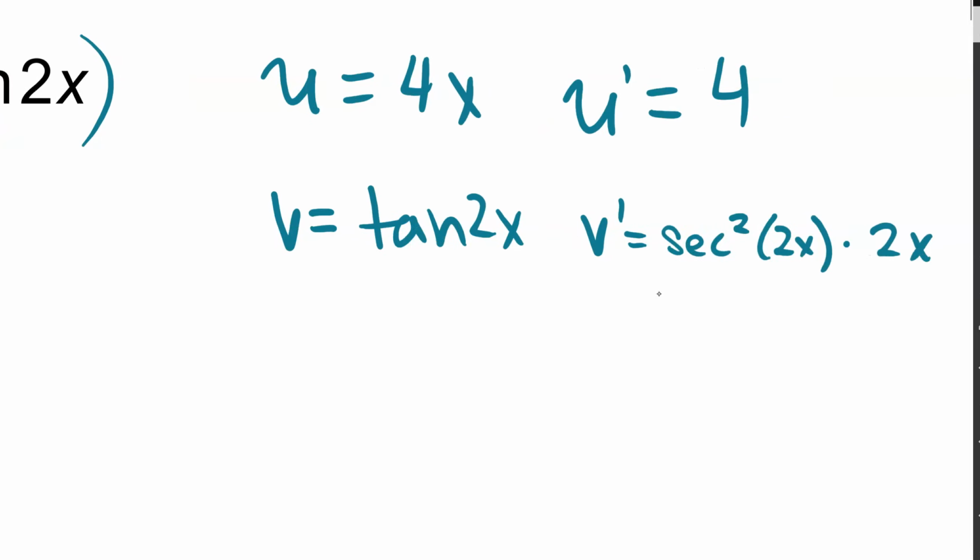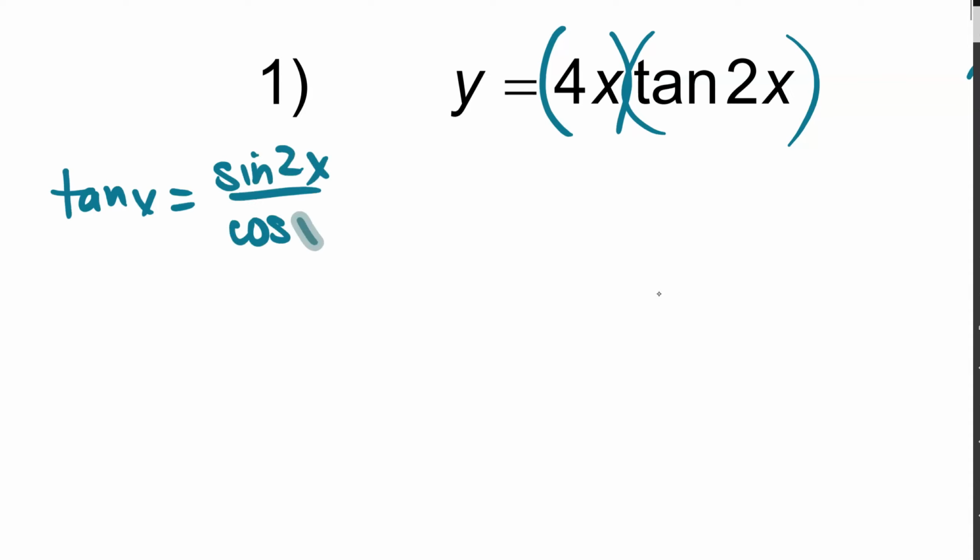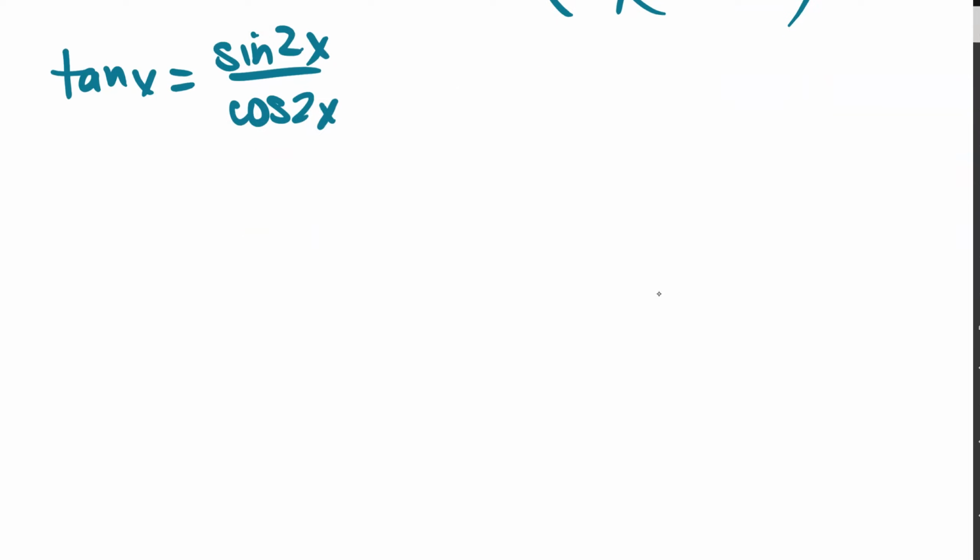tan is opposite over adjacent. I'll do this real quick. Tangent is sine over cosine. Okay, let's do the quotient rule.